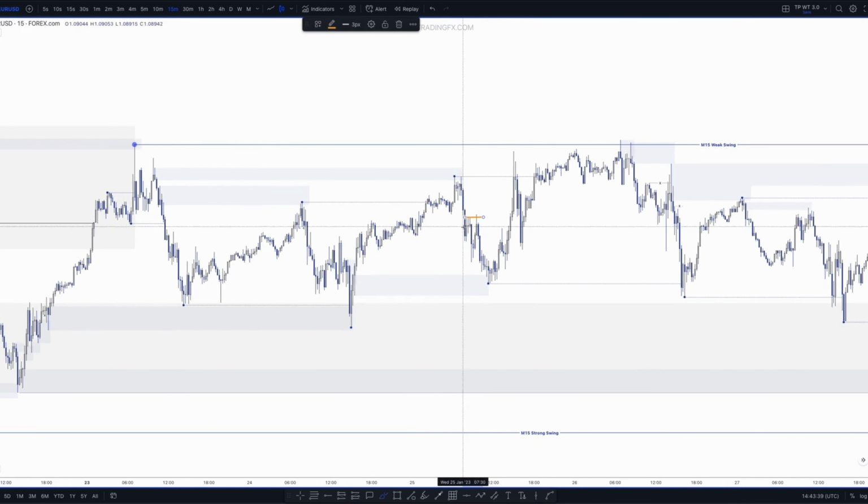Again, we can play this whole move. Look for shorts from within here. As soon as price comes in, jump in the M1. Now we come into demand near the strong low. Now what can we do? Now we can look for longs, right?